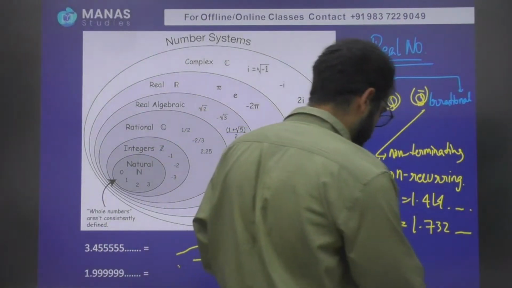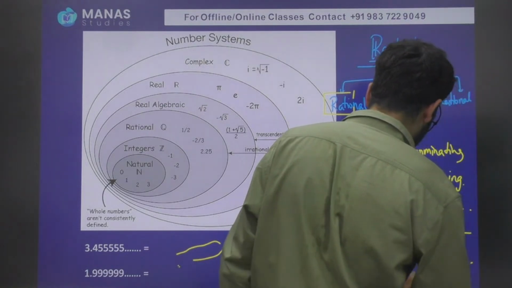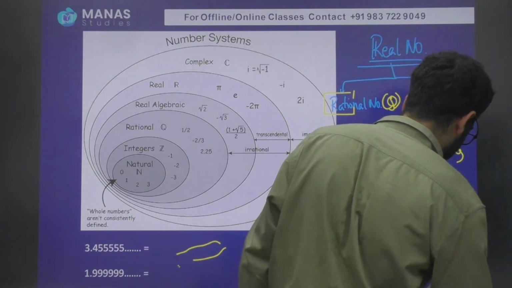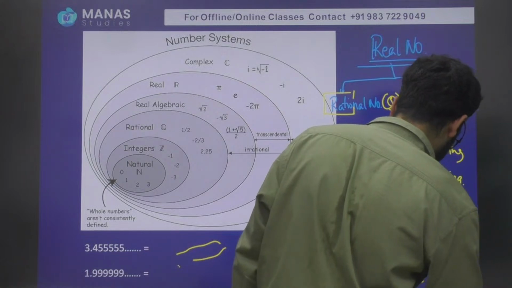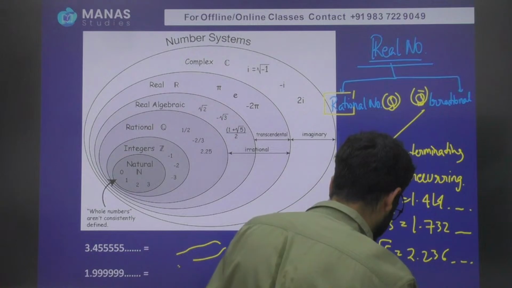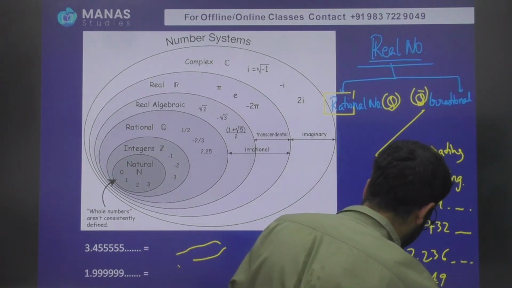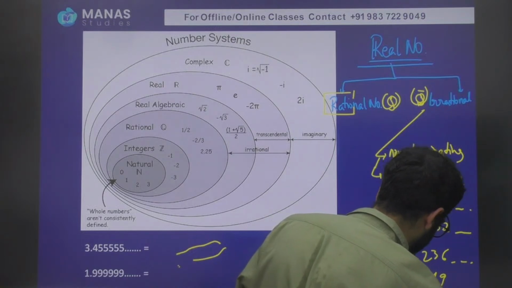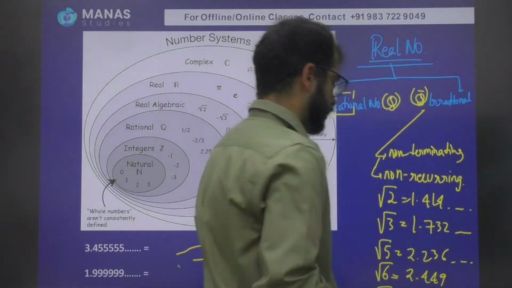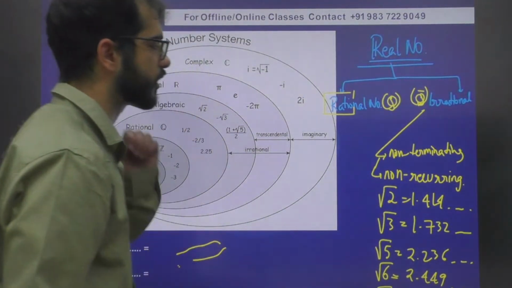It's beneficial to remember these values. Root 5 will be 2.236. Root 7 will be 2.645. Root 6 will be 2.449. And so on. So now we are done with irrational numbers.